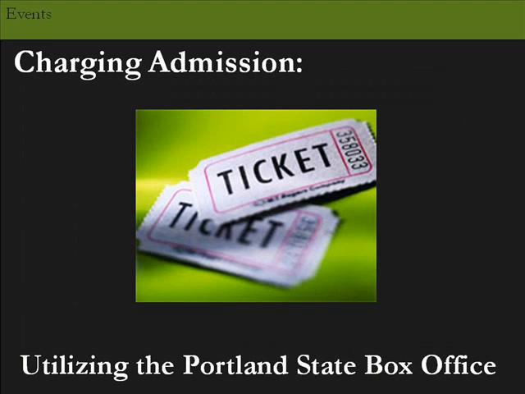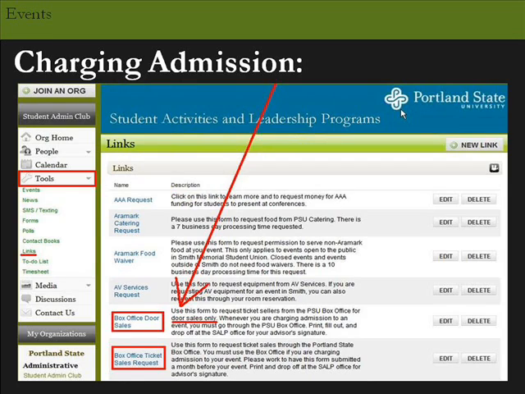If you plan on charging admission for an event on campus, it is important to keep in mind that you must go through the Portland State box office. There are two box office request forms accessible on SALPsync under the Links tab. One of the forms is for when you will just be selling tickets at the door, while the other form is for when you will be selling tickets online as well. We strongly suggest that you make your box office requests at least a month in advance, and please plan on working closely with your advisor to determine how earned revenue will be spent and accounted for in your group's budget.